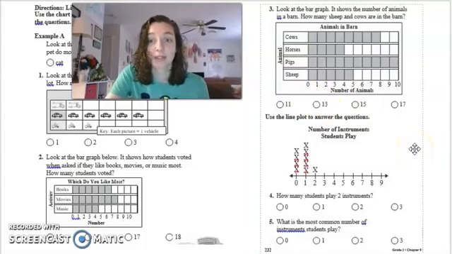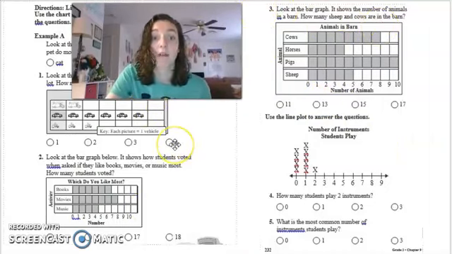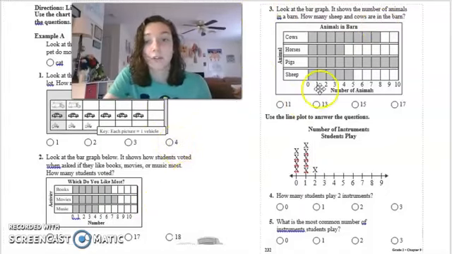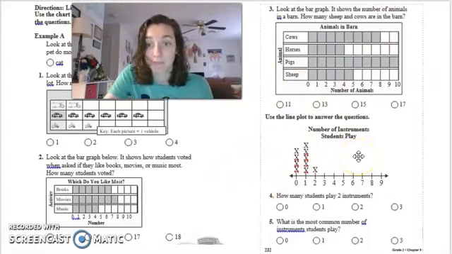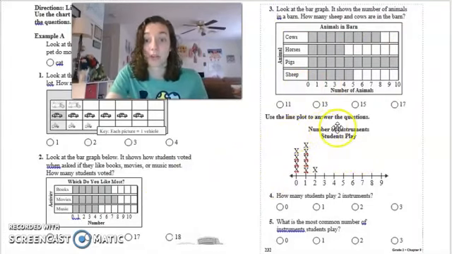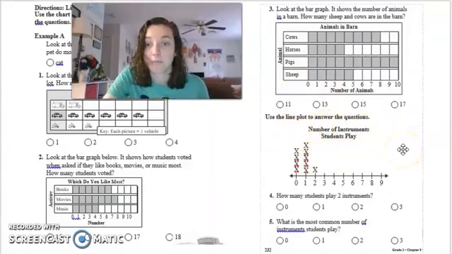All right, the final thing is a line plot. We've talked about the different kinds. We've had a tally mark, a picture graph, also known as a pictograph, and 2 bar graphs, both horizontal in this case. The last thing we're going to work with is a line plot. Use the line plot to answer the questions. There are 2 questions about this line plot.